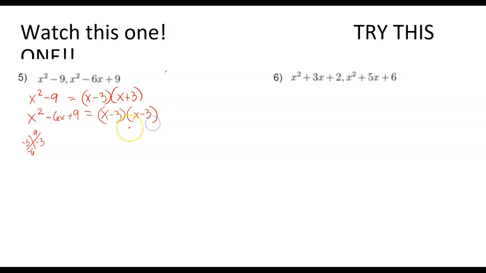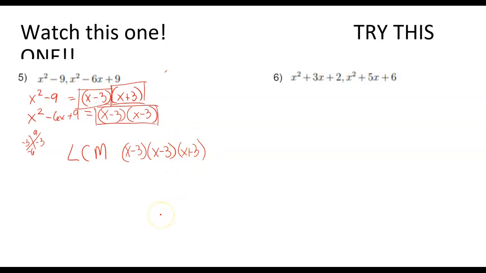So now we're going to find our least common multiple. Our least common multiple is going to be the greatest number of each prime factor in each expression. So I have 1 x minus 3 and 1 x plus 3. And then I have 2 x minus 3's. So I'm going to have an x minus 3, another x minus 3, because that's the greatest number of x minus 3's in the entire list of expressions. And then I have an x plus 3. And then I can multiply these out.